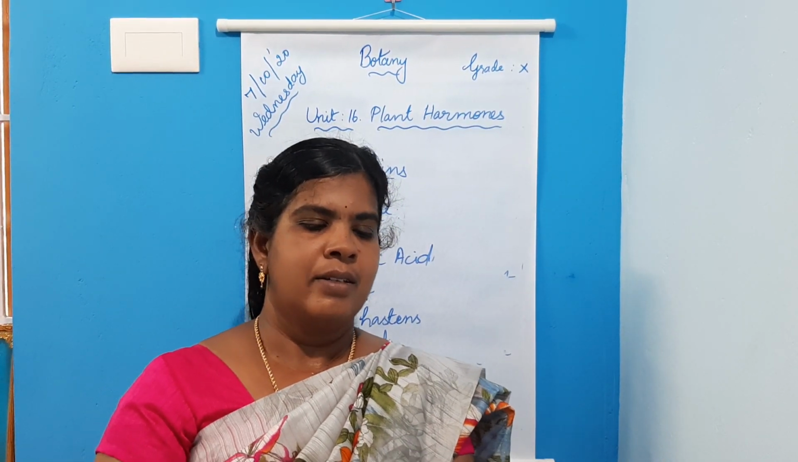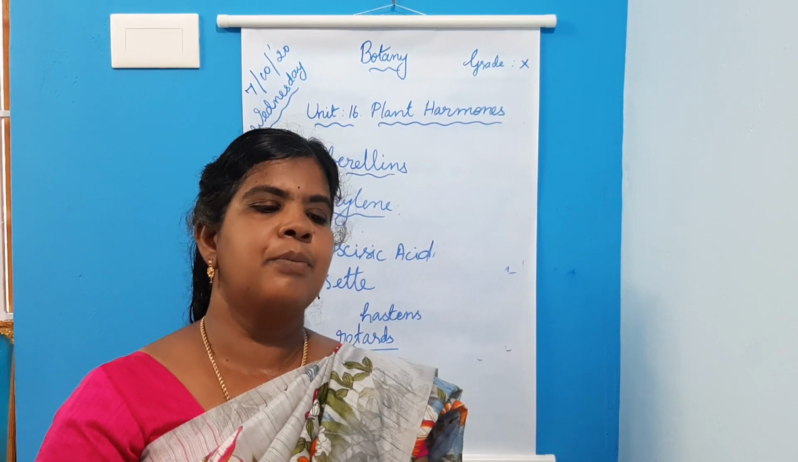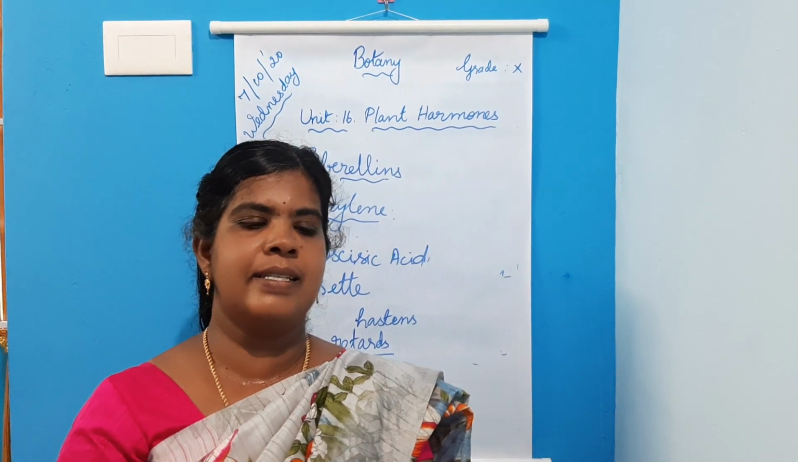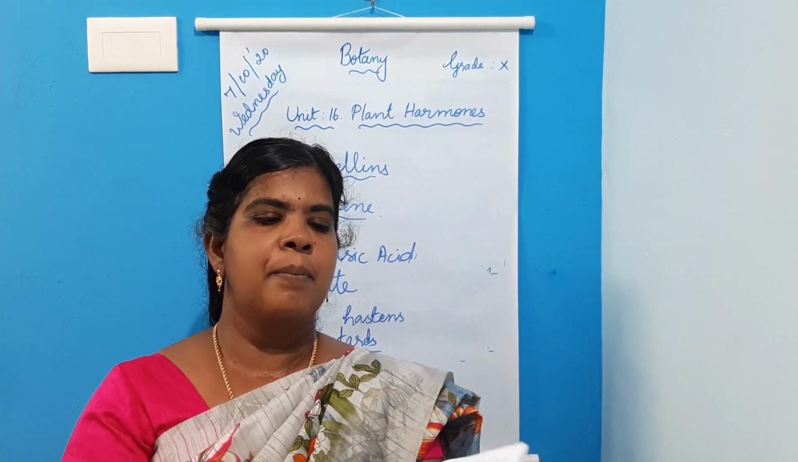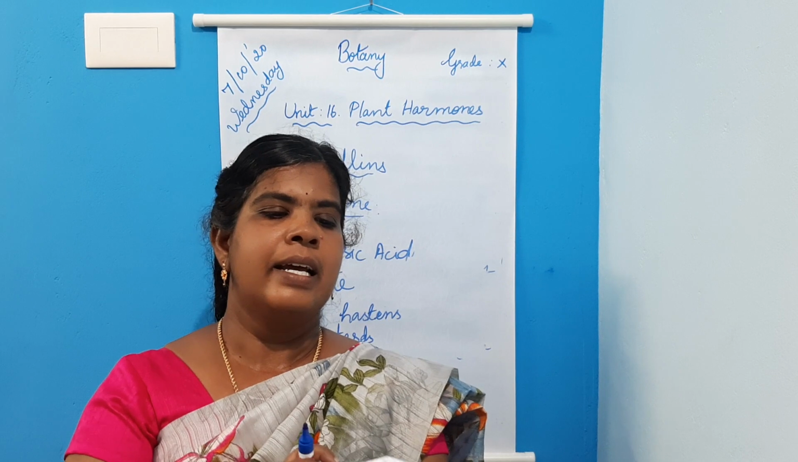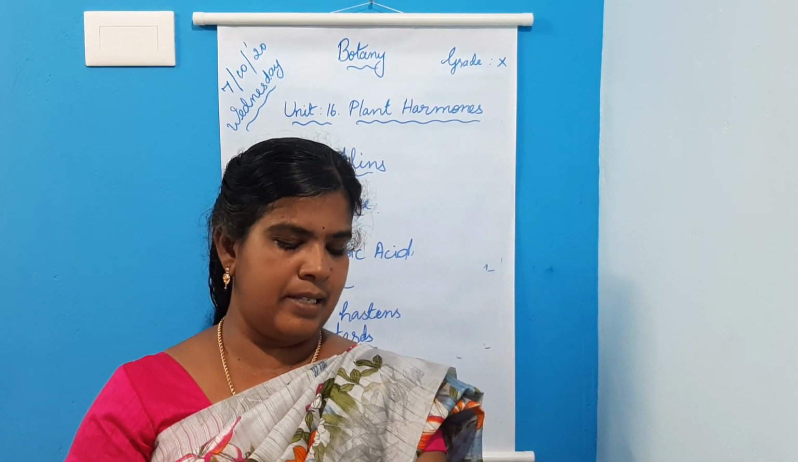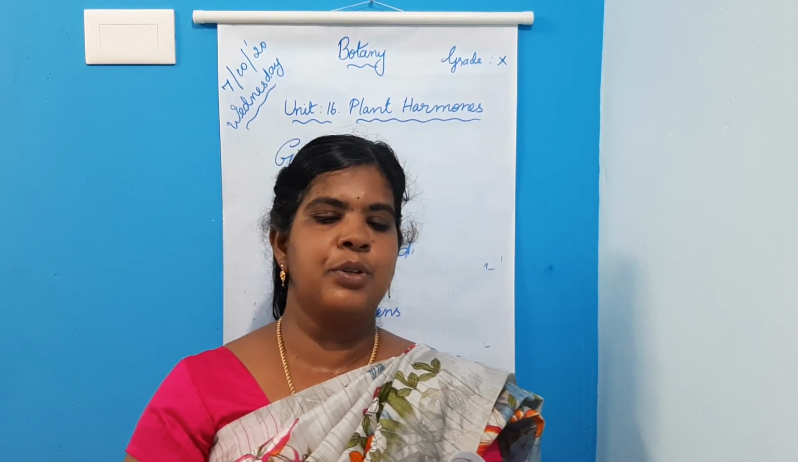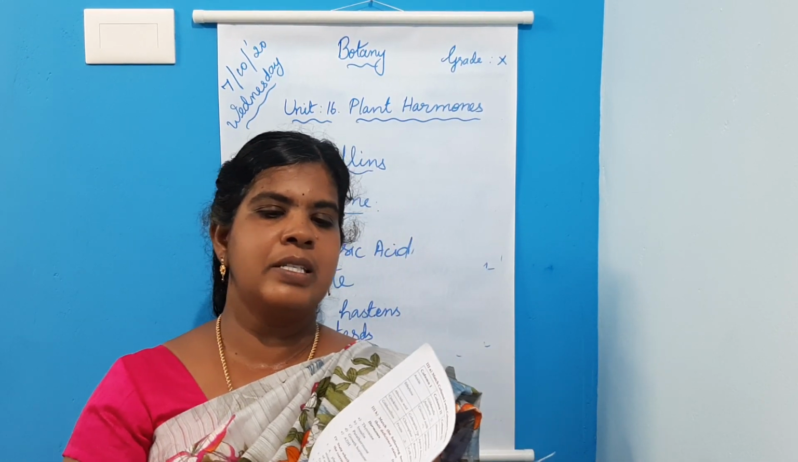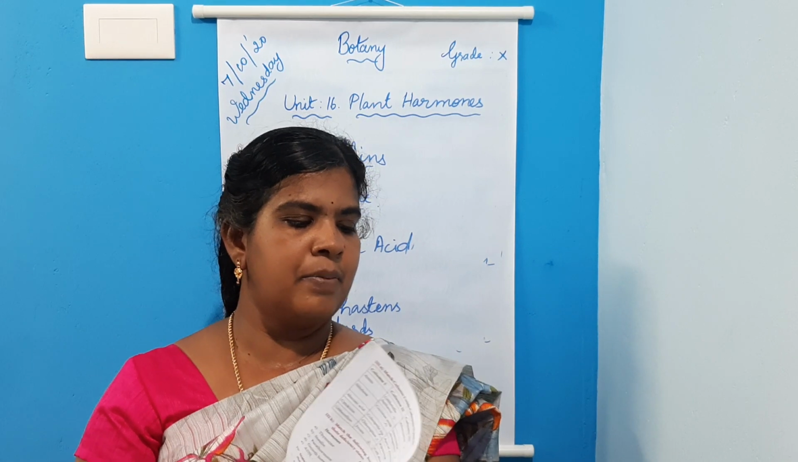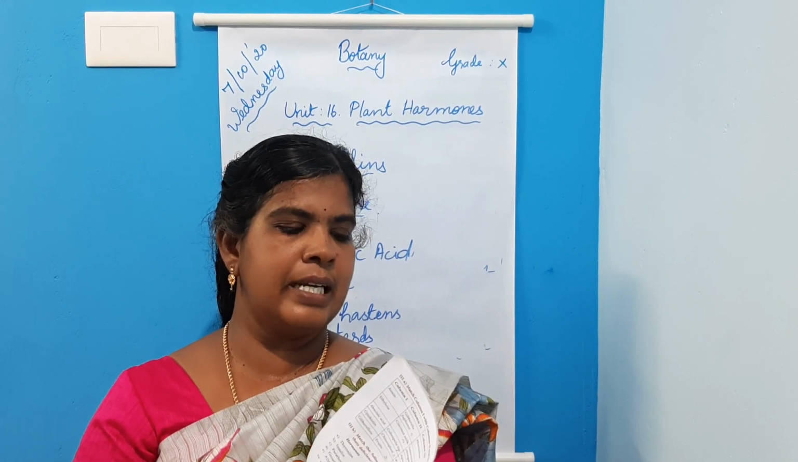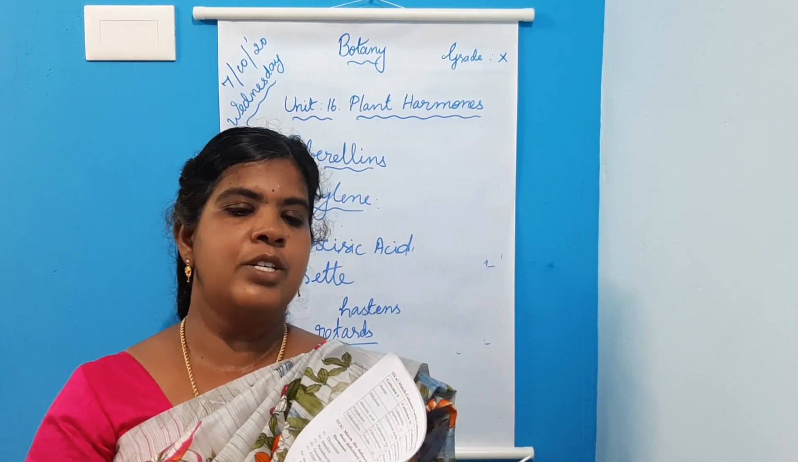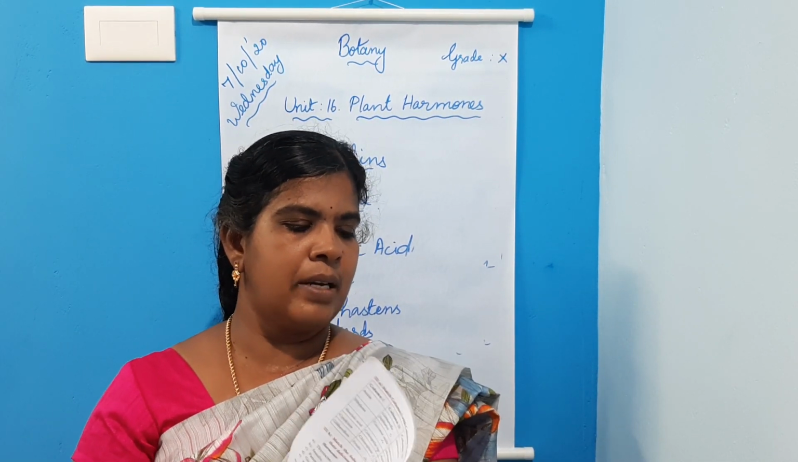Next, third question: bring out any two physiological activities of abscisic acid. The answer is there on page 232. Mark the third and fourth points. Any two physiological effects you mark.